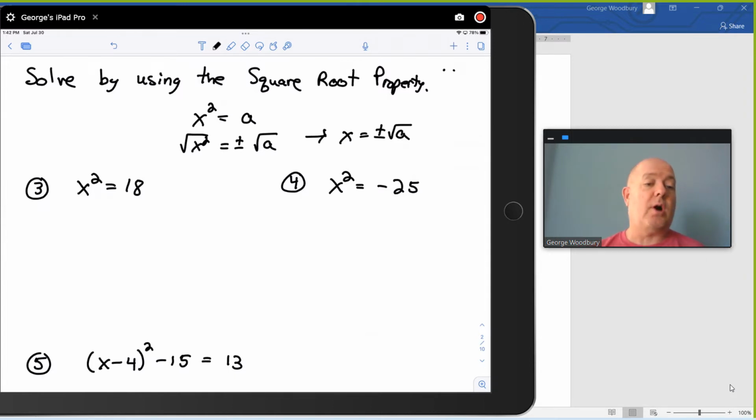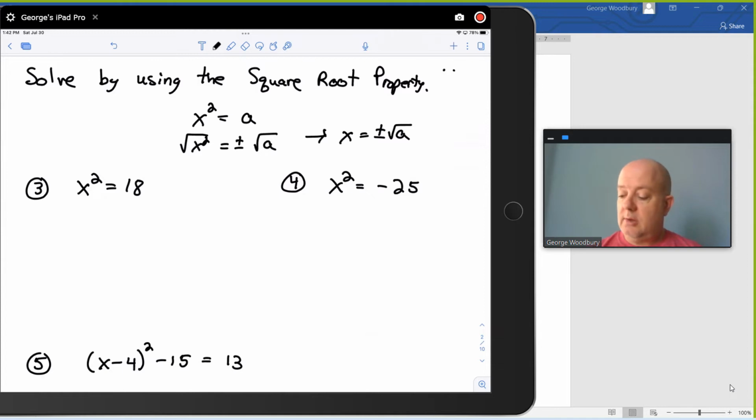Now, when do we use this property? We use it whenever we have one term that is a square containing the variable, and then all the other terms are constant terms, like the three examples that are on the screen. In problem 3, x squared equals 18 has one square, x squared. Everything else is a constant term, 18. Same thing for number 4, x squared equals negative 25. Finally, in problem 5, I have one square, (x minus 4) quantity squared, and then two constant terms, minus 15 and 13. When we have one variable term squared, we can use the square root property.